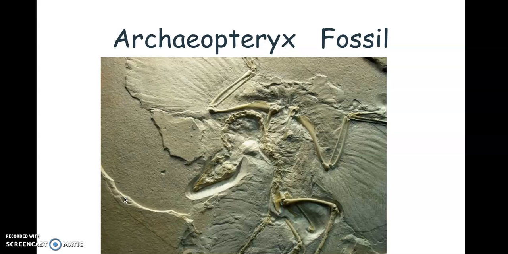We know that evolution exists, and here's an example of a trace fossil. You have an Archaeopteryx, basically a dinosaur, and you can see it has wings or feathers. So what we can conclude from this is modern day birds evolved from dinosaurs, or they shared a common ancestor with the dinosaur.